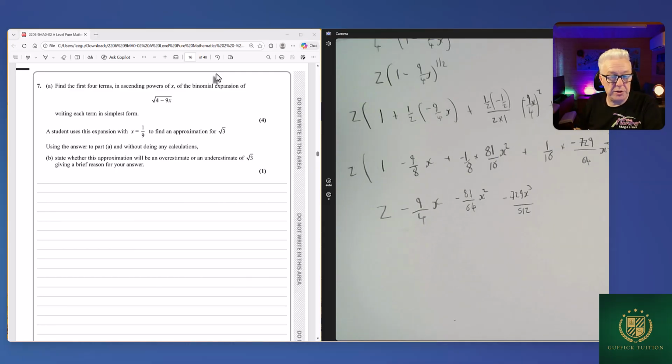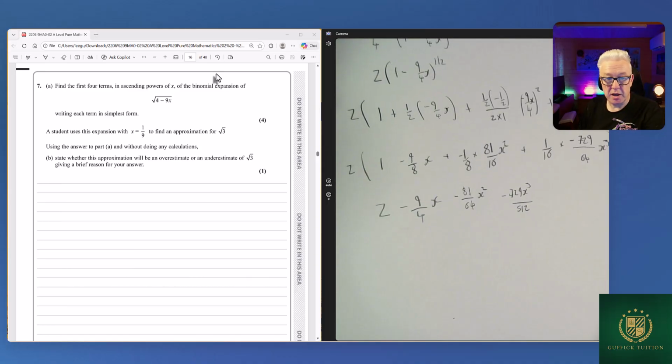Now it says a student uses this expansion with x is equal to 1/9 to find an approximation for √3. Using the answer to part A and without doing any further calculations, state whether or not this approximation will be an overestimate or an underestimate of √3, giving a brief reason for your answer.